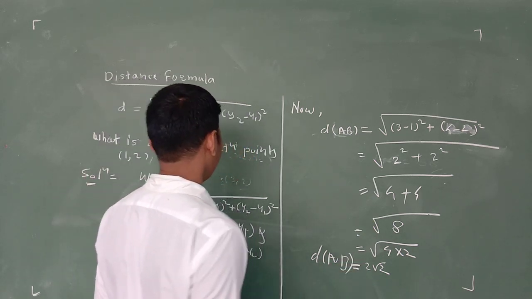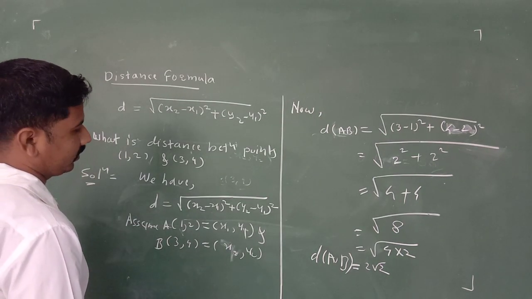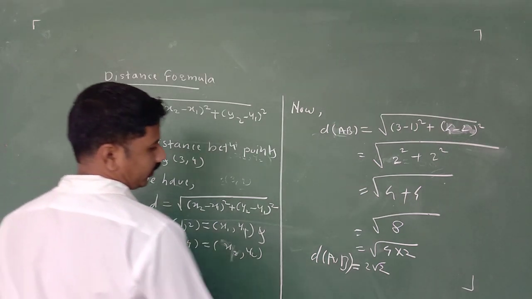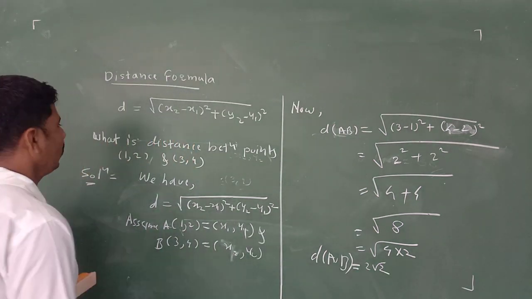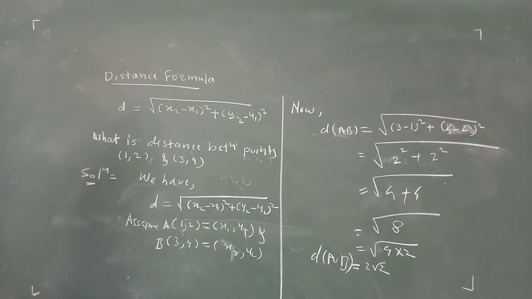Okay. So likewise, this is the distance formula. Here, whatever the unit we have, we have to write down. What is the distance between the points? So this is the whole stepwise solution of this problem.